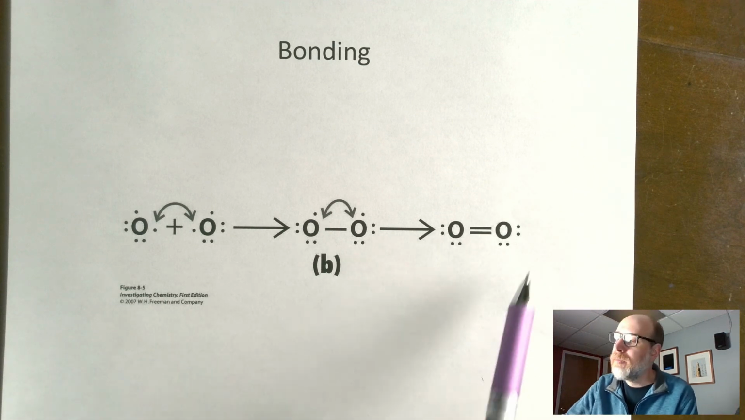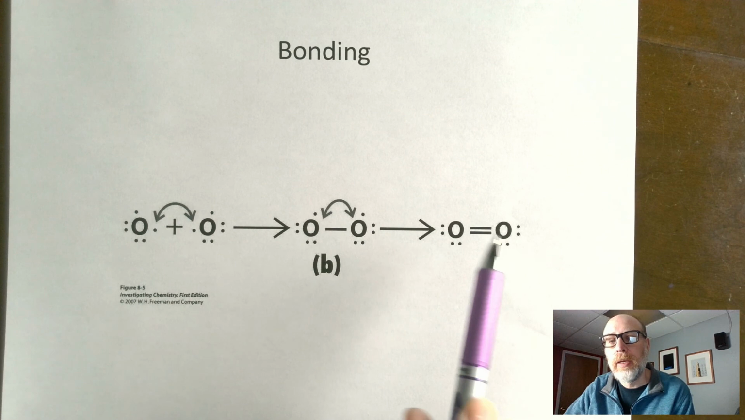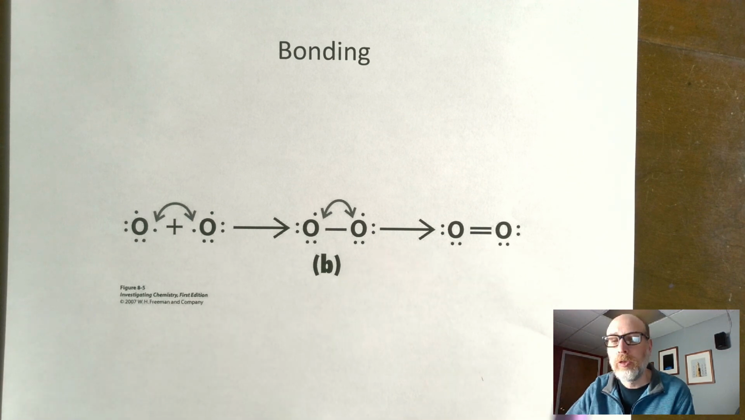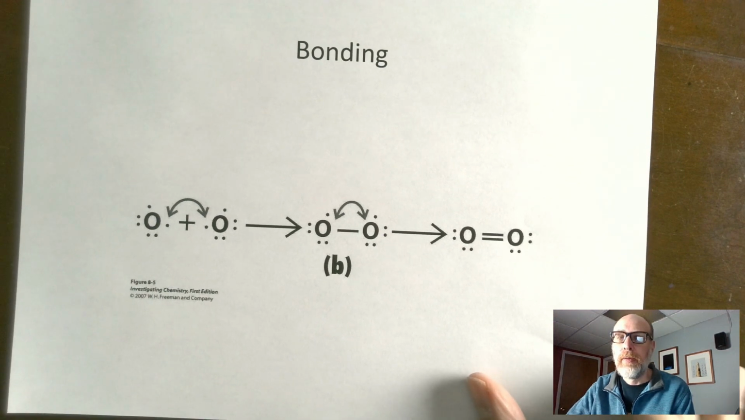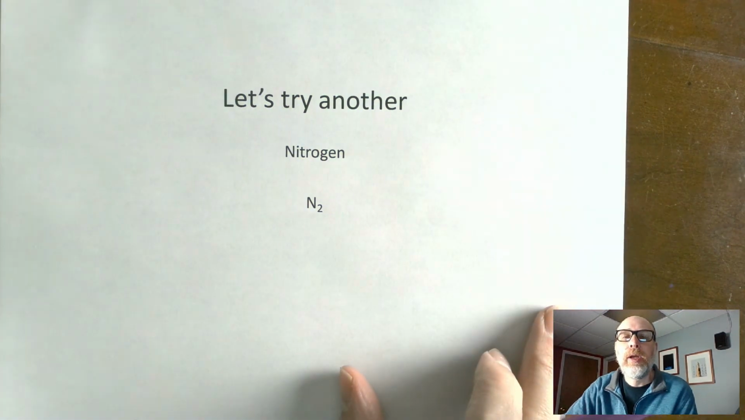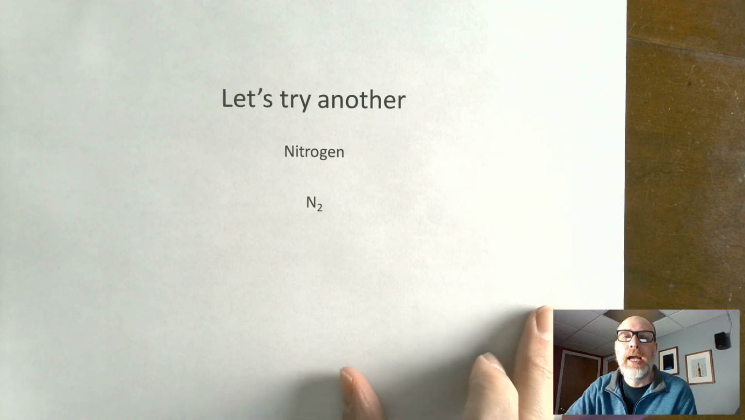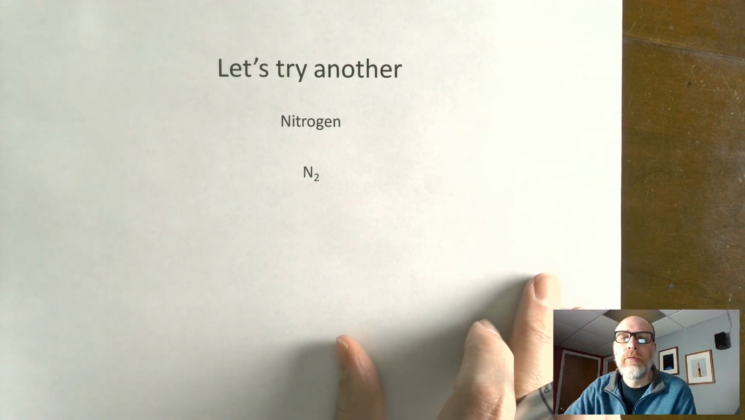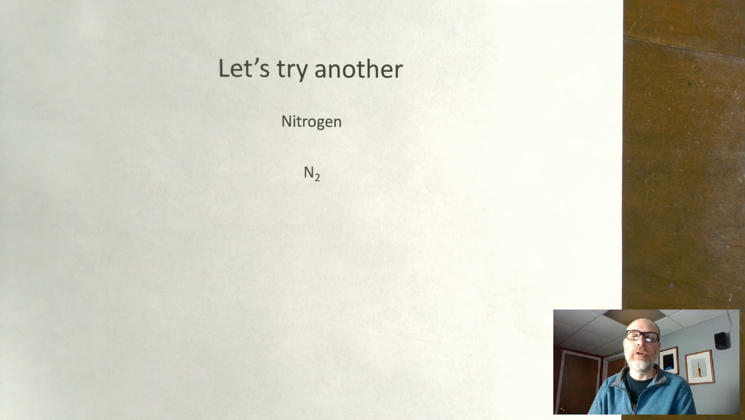And there are going to be some times where the only way that we're going to be able to get an octet is by having multiple bonds between atoms. Let's look at an example where that just might be the case. You might say, I have no idea how I'd figure out to do that, and I'm going to show you how to do that.